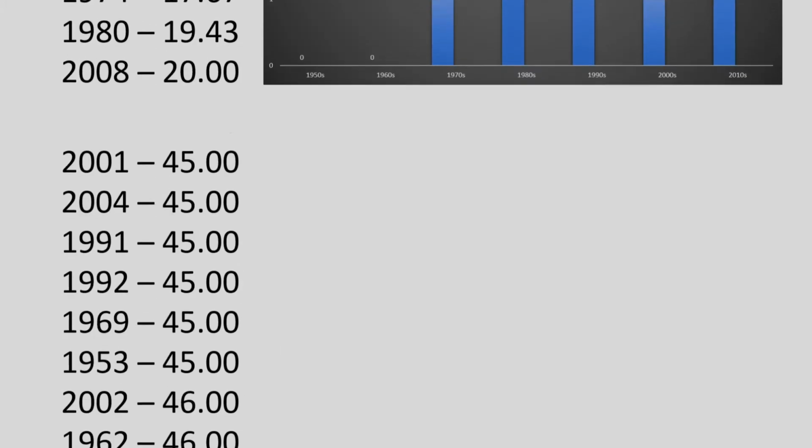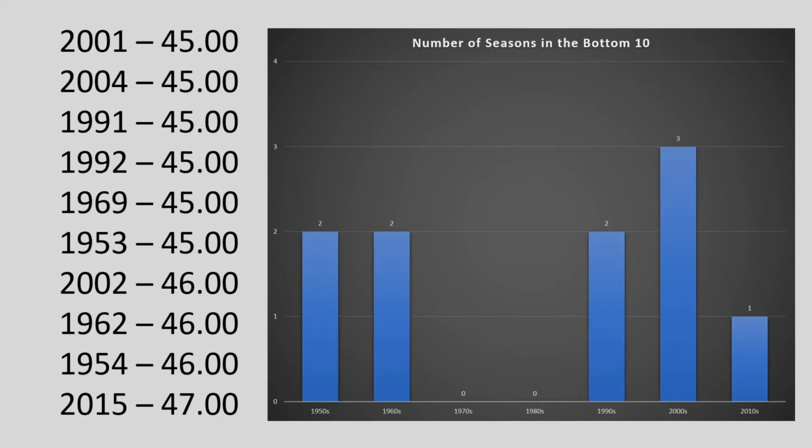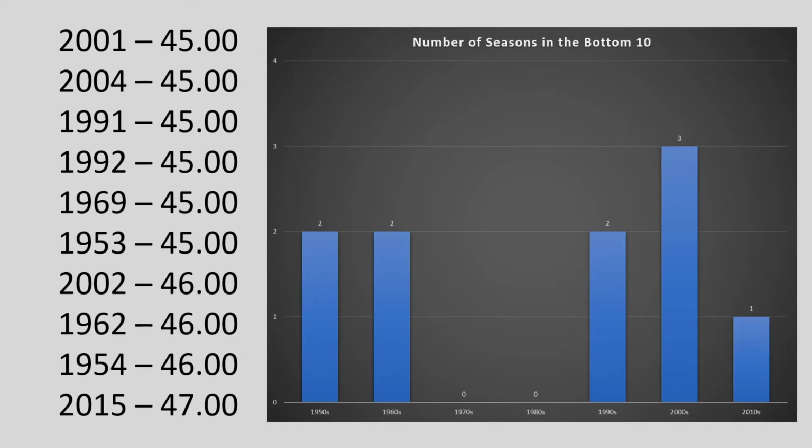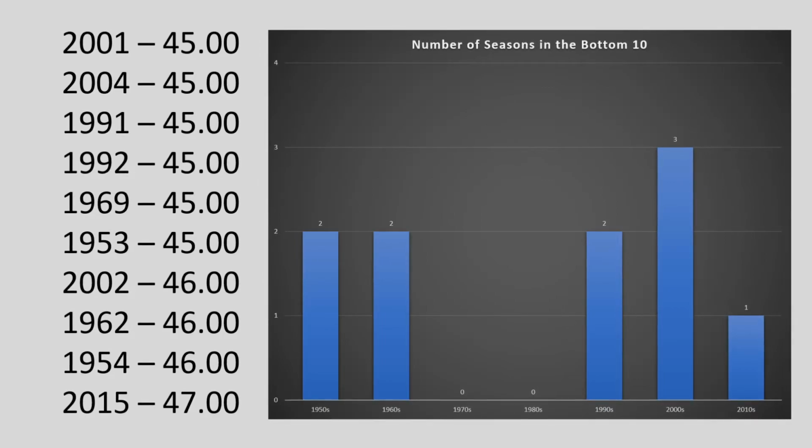And conversely, we go to the bottom half of the field, and we've got 2015 slap bang at the bottom, and 2001 10th from last. And this graph is basically the inverse really. Nothing from the 1970s, nothing from the 1980s in the bottom 10, and we've then got the 1950s, the 1960s, the 1990s on 2, the 2000s on 3, and the 2010s on 1. Now honestly this kind of makes a bit of sense, because this is where the domination popped up. And that's why some of these seasons were boring.